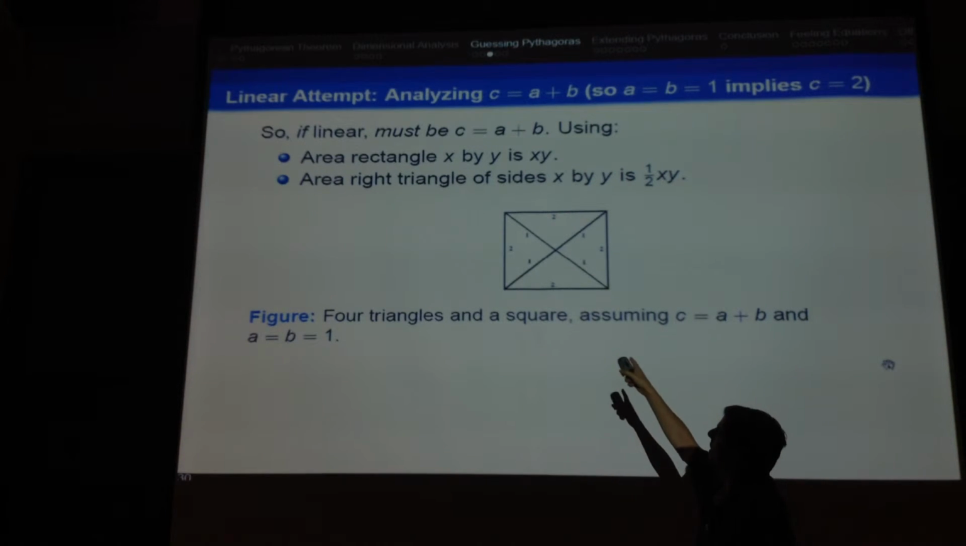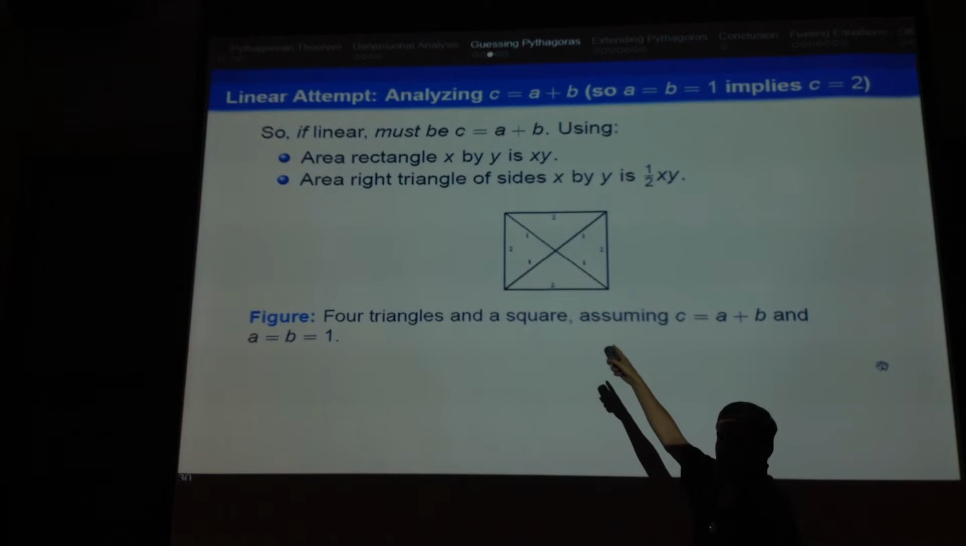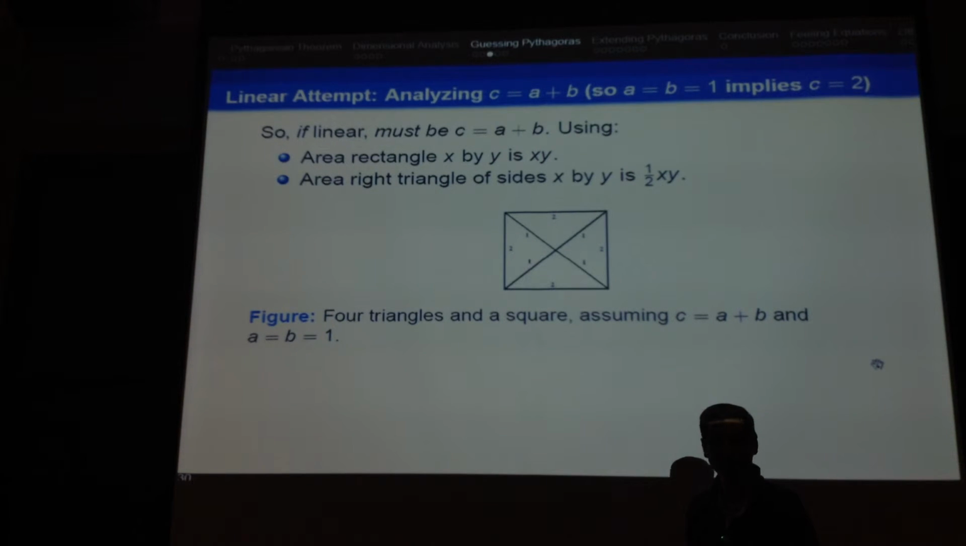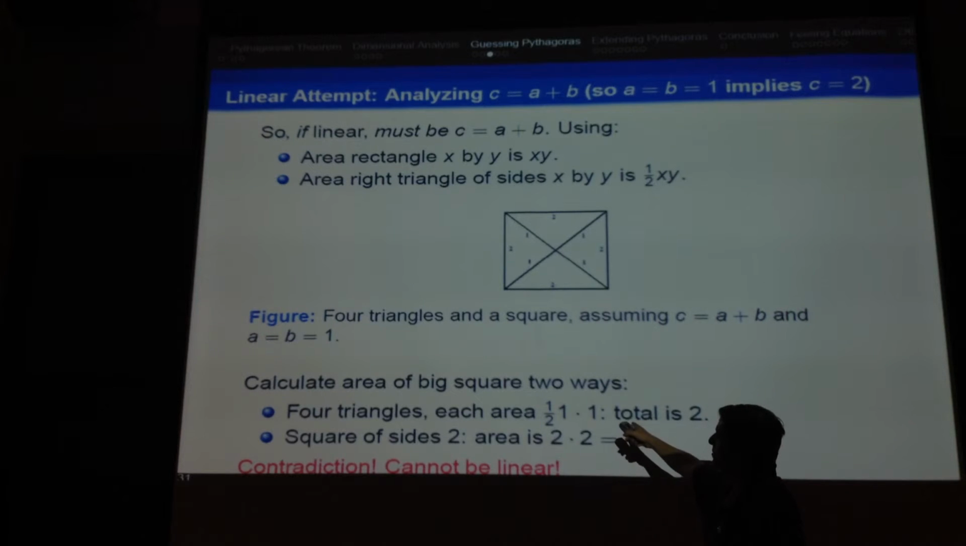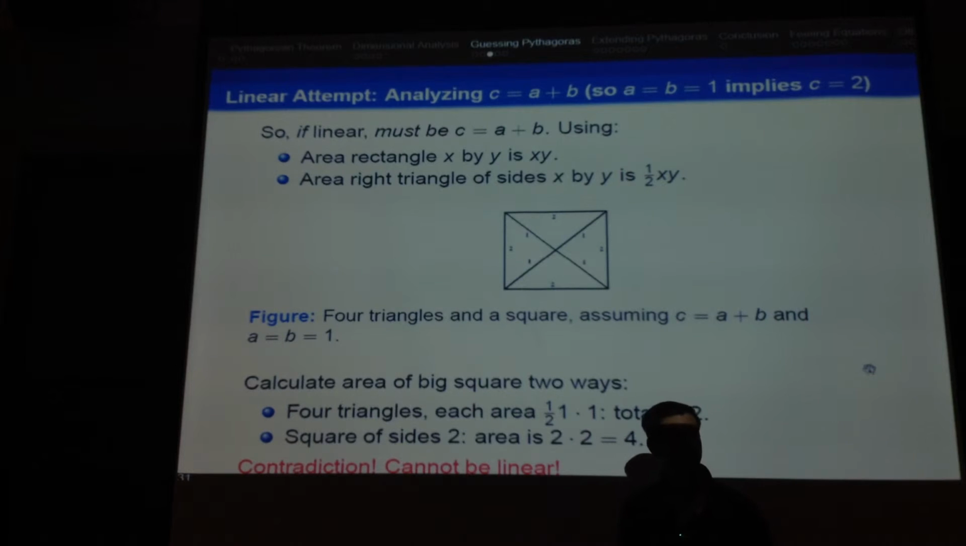Okay. So let's imagine A equals 1, B equals 1, and C would equal 2. I've got 4 right triangles. I put them all together and I make a square. And now, because I have a square, the sides of the square are 2, and I have 4 triangles that have sides of 1. So I can calculate the area of the big square 2 ways. The 4 triangles give me a total area of 2. The big square gives me a total area of 4. 4 does not equal 2. Therefore, the Pythagorean formula is not linear. Right, so by looking at one special case, this was enough to disprove that it could be a linear relation.